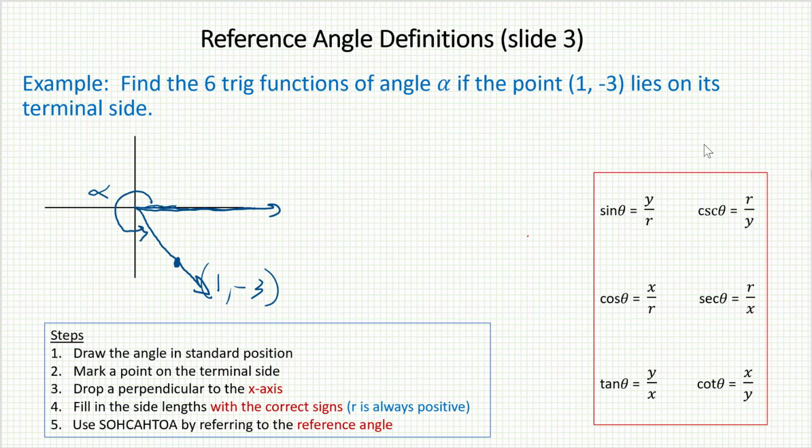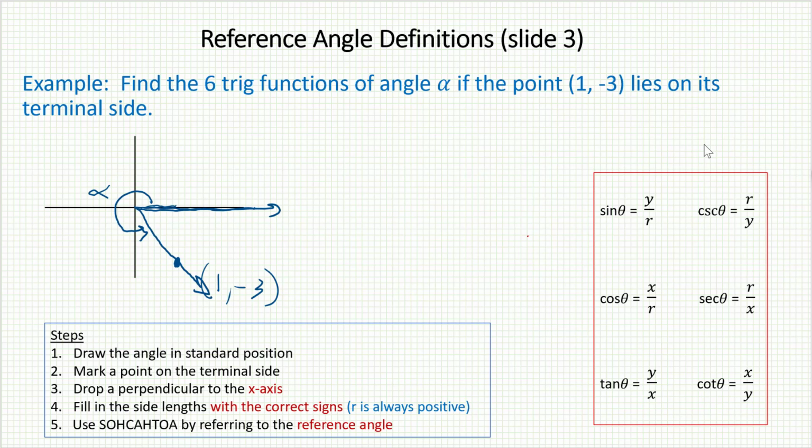Maybe angle alpha spun around 5 times before it landed there. Maybe angle alpha is a negative angle. I'm not exactly sure. It really doesn't matter because all that matters is knowing something about a point on the terminal side. I've got my angle in standard position. I've got a point on the terminal side.